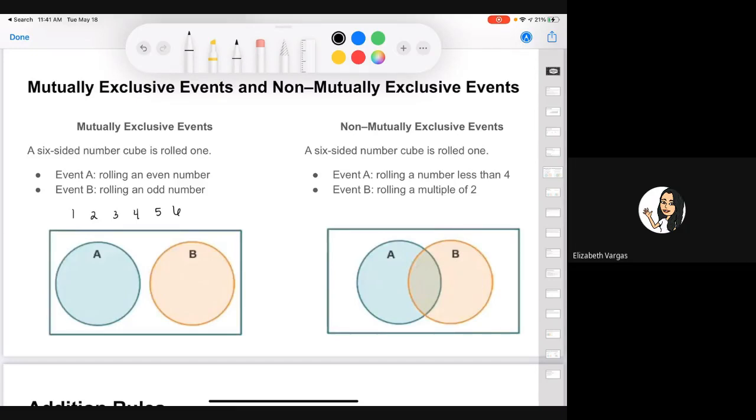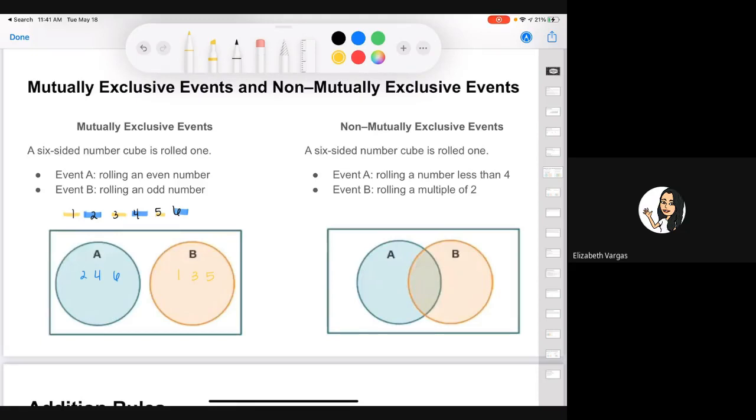6. A is going to be all my even numbers. So 2, 4, 6. And B is going to be all my odd: 1, 3, and 5. And so what I notice is there's no instance in which they have anything in common. Again, you cannot be both even and odd at the same time. So those 2 would be mutually exclusive because they cannot happen at the same time.